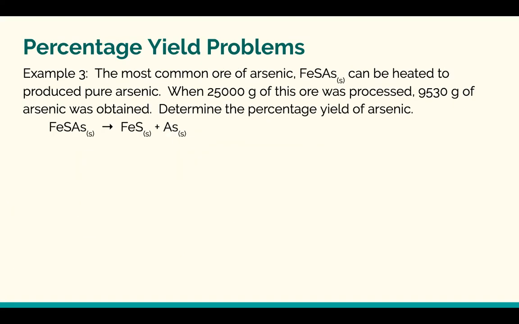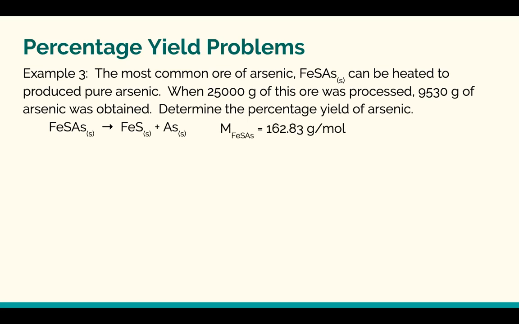Another example with just a little bit of a different wording. The most common ore of arsenic, FeSAs, can be heated to produce pure arsenic. When 25,000 grams of this ore was processed, 9,530 grams of arsenic was obtained. What was the percentage yield of arsenic? In this case, we've got 25,000 grams of the ore, and the actual yield from that was 9,530 grams. So the first thing we need to do is calculate the theoretical yield when we process 25,000 grams of the ore.